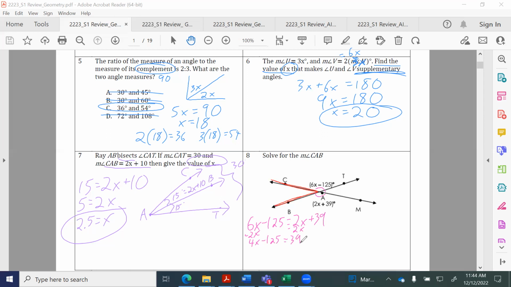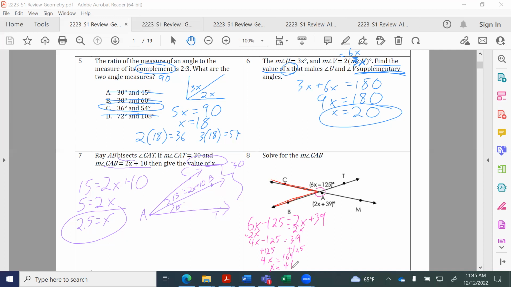Get that 1.5 over to the side. I'm adding 1.5, 1.5. So we have 4x equals, what's that? 164, right? Divide both sides by 4, and x is, well, 16 divided by 4 is 4. 4 divided by 4 is 1. So that's 41.